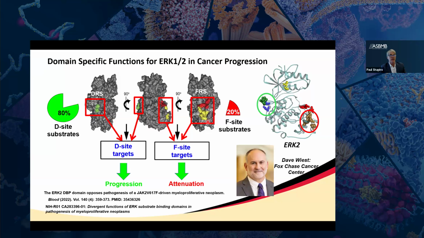Those correspond to the D recruitment site on the left here, and then the F recruitment site over here on the right. It turns out that about 80% of all substrates for ERK proteins utilize the D recruitment site. What his studies have shown, and what we've shown together, is that the D site substrates are more involved in the progression of the disease, whereas the F site substrates are more involved in attenuating, or the brake on, the disease. We've published some studies that targeting the D recruitment site with some compounds helps mitigate the proliferative aspects of a myeloproliferative disorder that requires a JAK tyrosine kinase mutation that's found in humans.